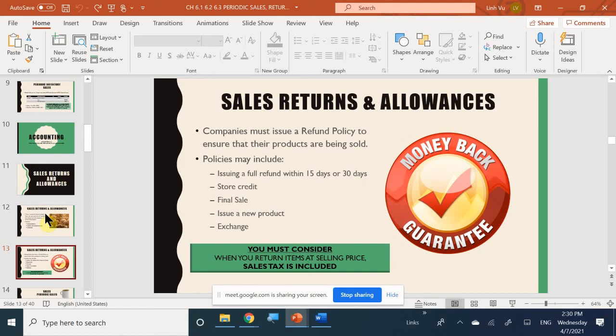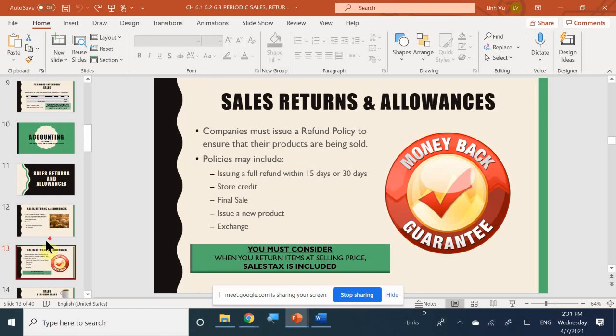Because if people can buy your stuff, use it, and return it to you at any given time, that's not very good for your business either. So you want to make sure that with this company policy, you keep the items that you sold. You don't want your customers to come back and return them. So you can create whatever policy helps you retain the sales and make sure that it's sold. But you also have to know that if you do have those returns, you must return the sales tax.